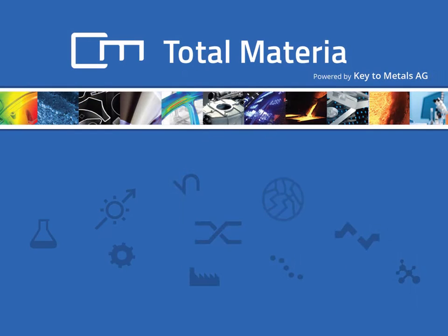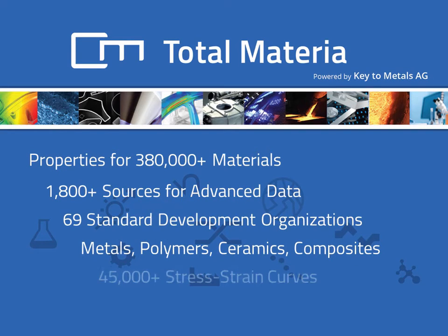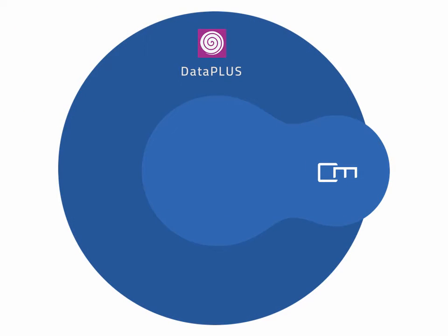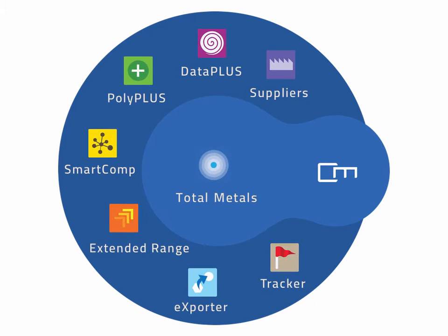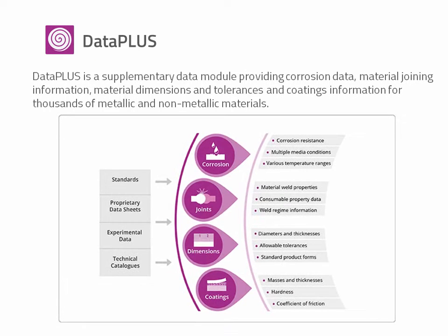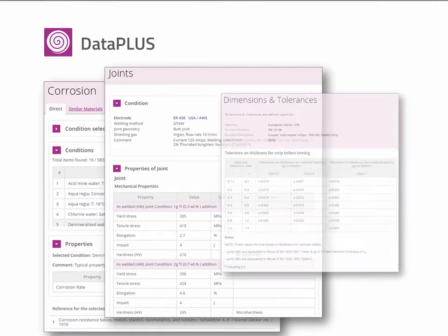Total Materia delivers the world's most comprehensive material properties resource and the ultimate all-in-one solution with an unparalleled collection of datasets and functionality modules which serve the global engineering community. DataPLUS is a critical supplementary data module supporting the hundreds of thousands of materials inside the Total Materia database, including corrosion information, joints data, information on dimensions and tolerances, and coatings data. DataPLUS fulfills yet more challenges in finding comprehensive and reliable material information.